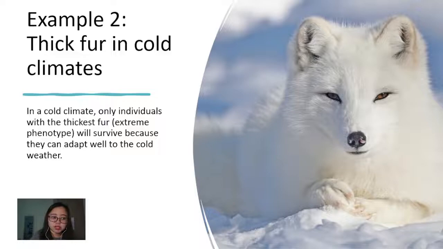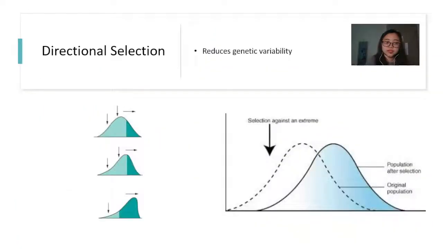will survive better because they have more insulation, they can adapt well to the cold weather, and they can survive longer, and they can reproduce more offspring. So this is a more simple example of directional selection. In the coming years, there will be more and more animals with thick fur in that cold climate. So yes, that is it.